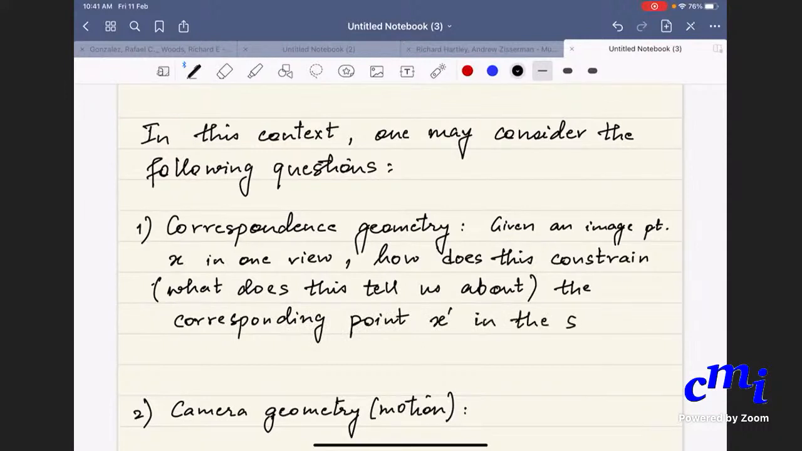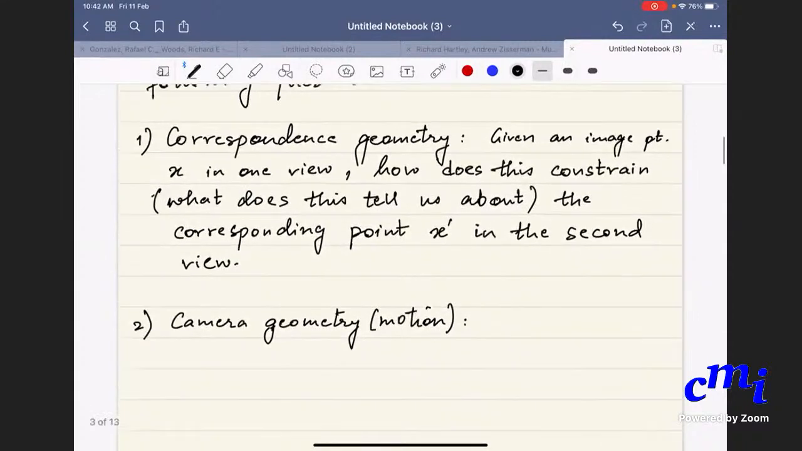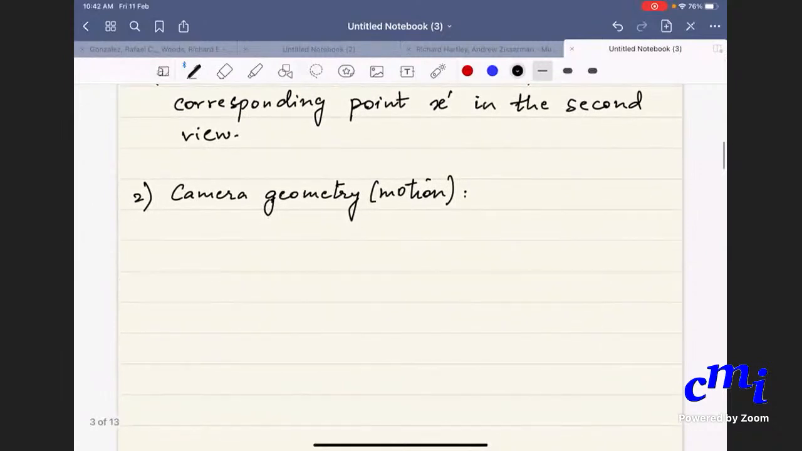So this is a natural question to ask. Suppose you knew in one of the images where the point is. In the second image, instead of looking through all the points, is there a region that you can restrict to when looking for the corresponding point? So that's one natural question that arises.